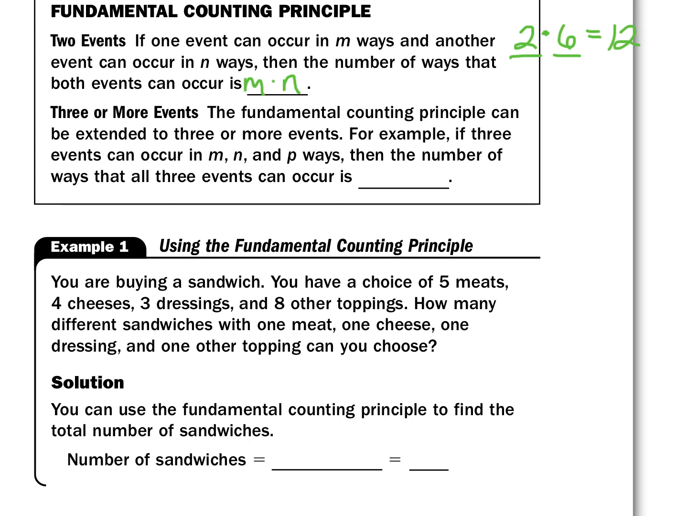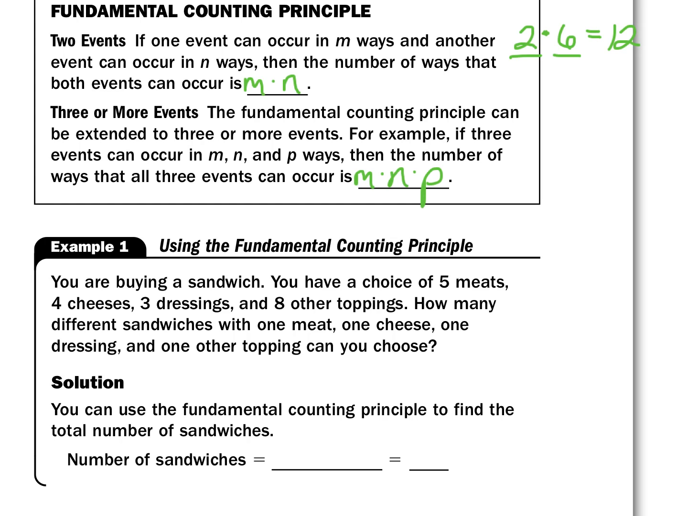So we can expand that to any number of events. If we have 3 or more events, then the fundamental counting principle can still be applied. So if we have m, n, and p for the different ways that things can occur, we just do m times n times p. Now using this, one of the classic examples is ordering a pizza or buying a sandwich or ordering an ice cream from Cold Stone. So we have different choices for different things.